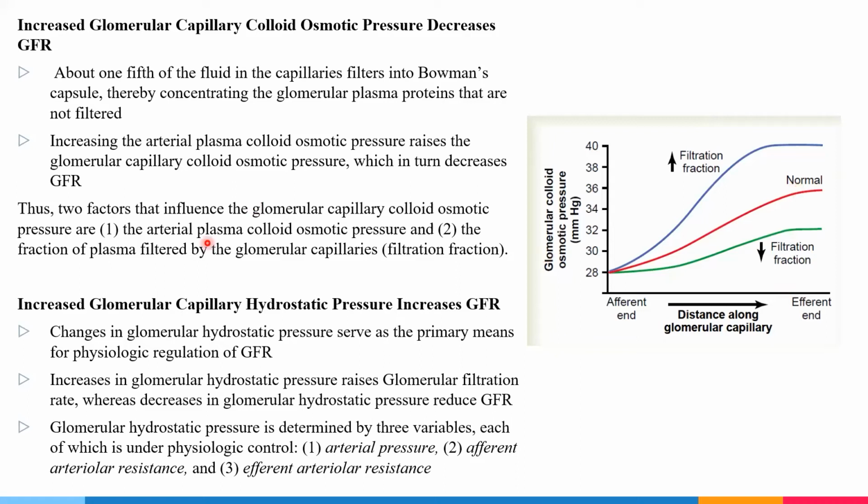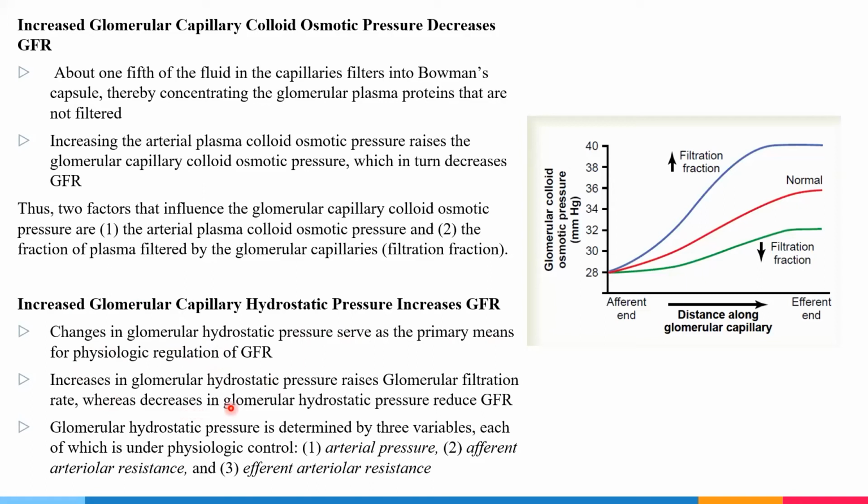Next, we move on to the glomerular capillary hydrostatic pressure and how it affects GFR. Glomerular capillary hydrostatic pressure has a direct relation with GFR, and thus an increase in capillary hydrostatic pressure increases the GFR. Changes in the glomerular hydrostatic pressure serve as the primary means for physiologic regulation of GFR.